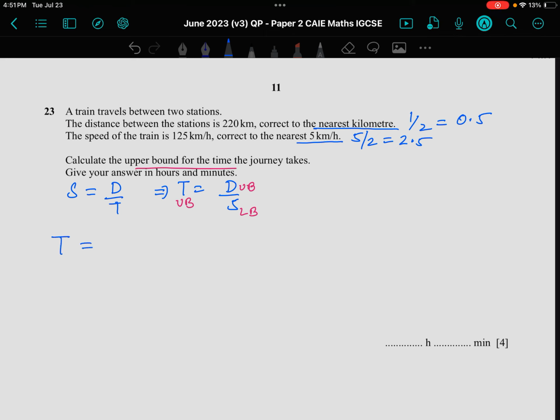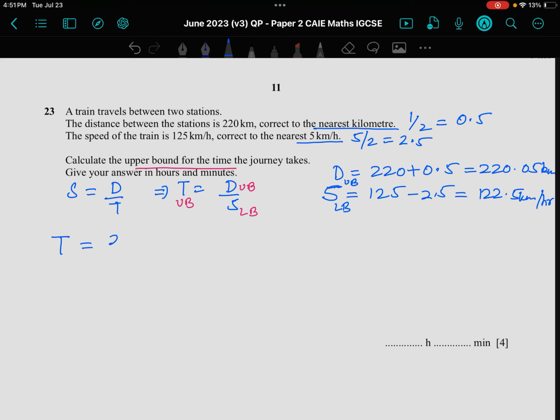So coming to this, time is equals to what? What will be the upper bound of the distance? Distance is equals to 220 kilometer. What will be the upper bound? We will add 0.5 in this. So I will get 220.5 kilometer. And for speed, we have to take the lower bound. The speed is 125. So we will subtract 2.5 from this. So I will get 122.5 kilometer per hour is the lower bound of the speed. Lower bound, and this is the upper bound.